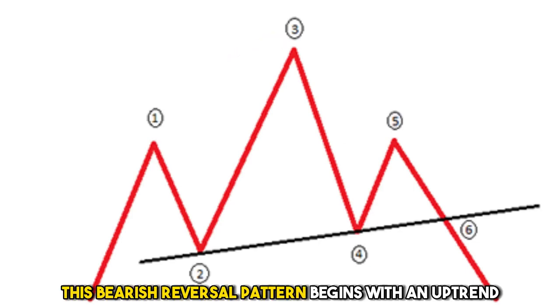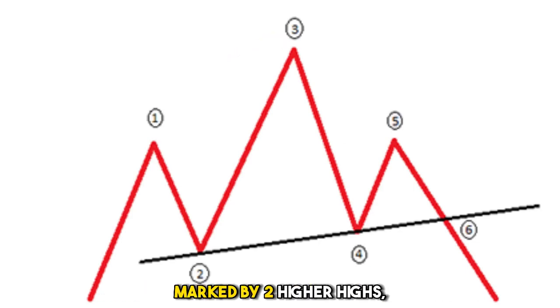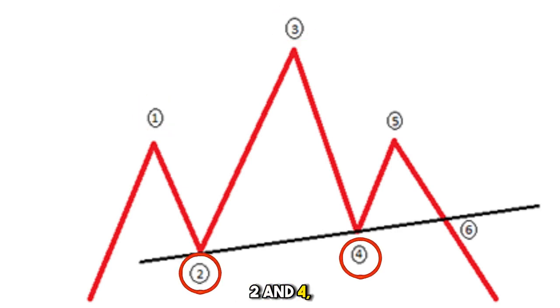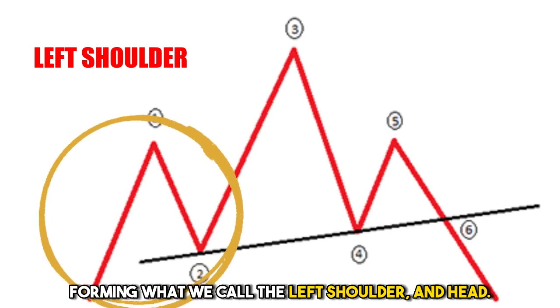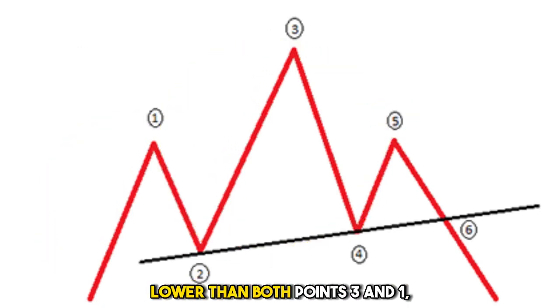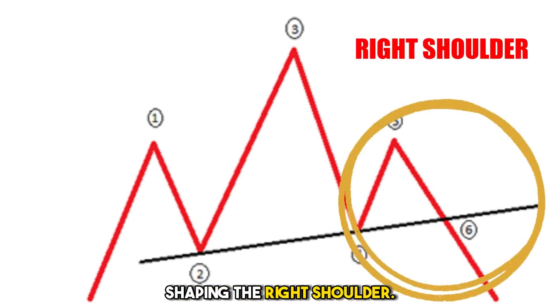This bearish reversal pattern begins with an uptrend marked by two higher highs, 1 and 3, and two higher lows, 2 and 4, forming what we call the left shoulder and head. Point 5 then creates a lower high, lower than both points 3 and 1, shaping the right shoulder.